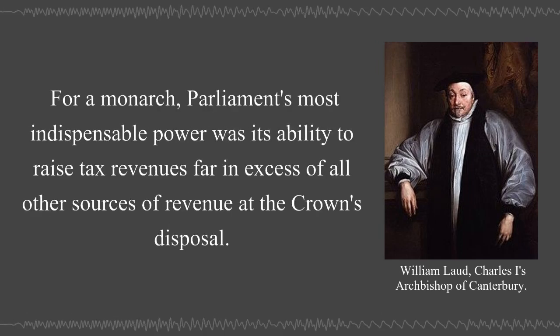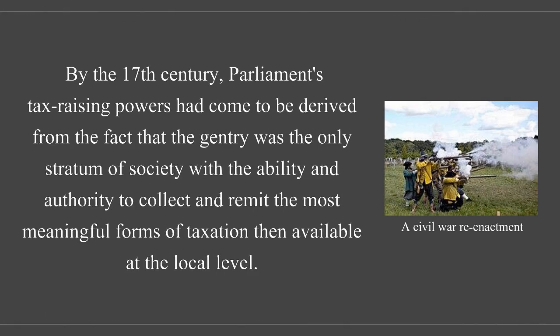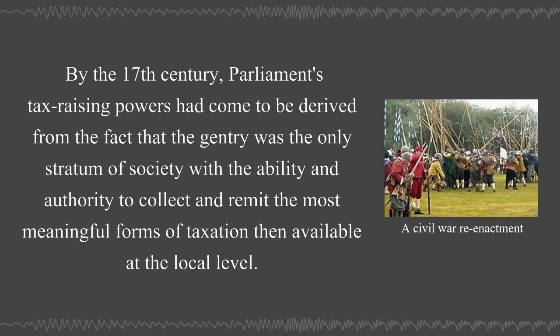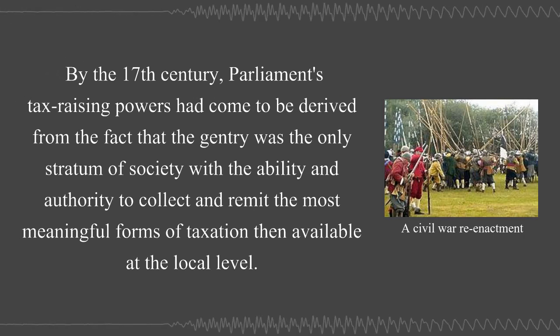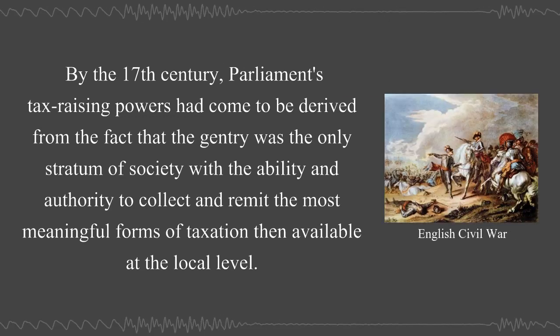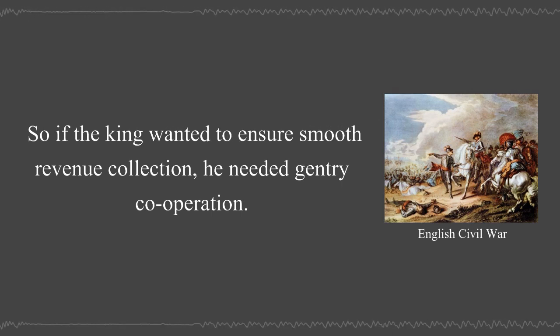For a monarch, Parliament's most indispensable power was its ability to raise tax revenues far in excess of all other sources of revenue at the Crown's disposal. By the 17th century, Parliament's tax-raising powers had come to be derived from the fact that the gentry was the only stratum of society with the ability and authority to collect and remit the most meaningful forms of taxation then available at the local level. So if the king wanted to ensure smooth revenue collection, he needed gentry cooperation.